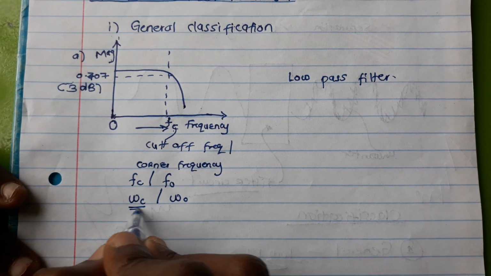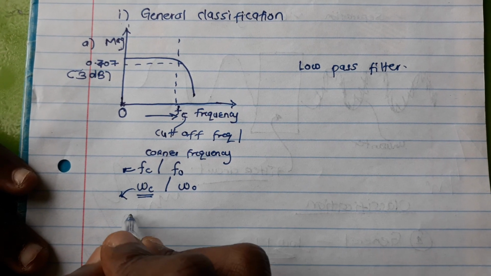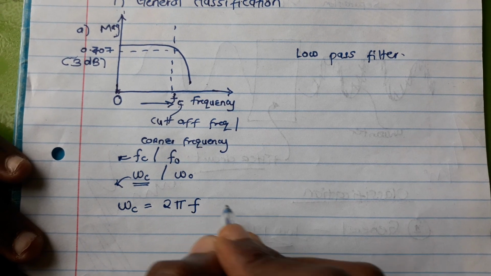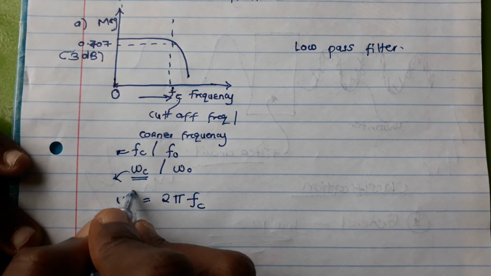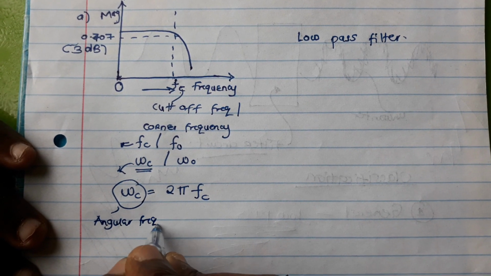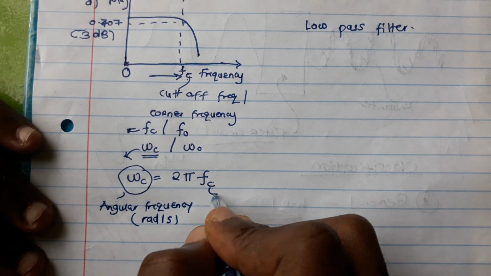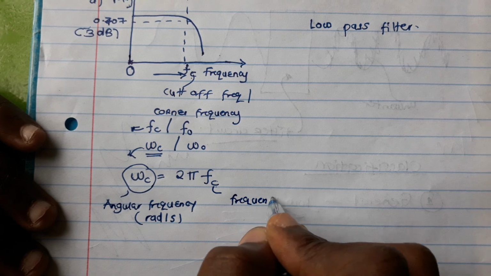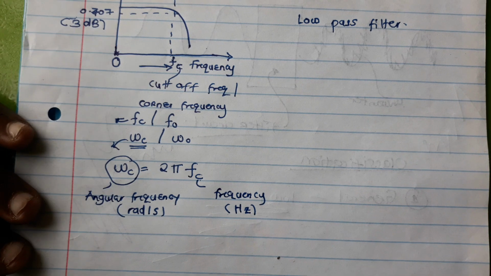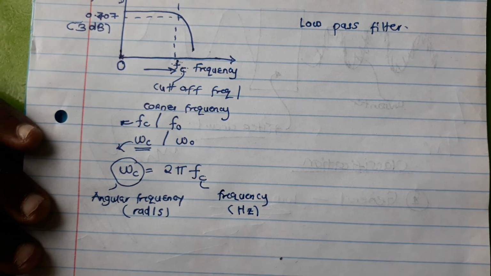I'd like to explain how omega and F relate. Omega C is given as 2 pi FC. We usually call this the angular frequency, and it's measured in radians per second. And F is frequency, usually measured in hertz. So don't get confused if I denote this point omega C or FC.